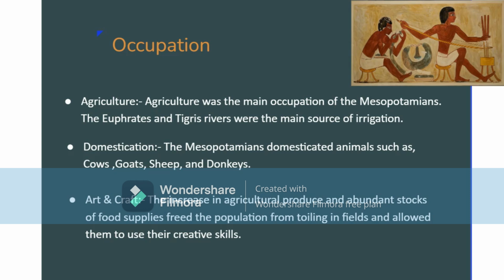So the agricultural produce just boosted at that time. As the food supplies boosted, most of the population was toiling in the fields, but some people who were doing agriculture in the past stopped toiling in the fields, and that allowed them to increase their creative skills and do artwork, like it is written there. The increase in agricultural produce and abundant stocks of food freed the population from toiling in fields and allowed them to use their creative skills.